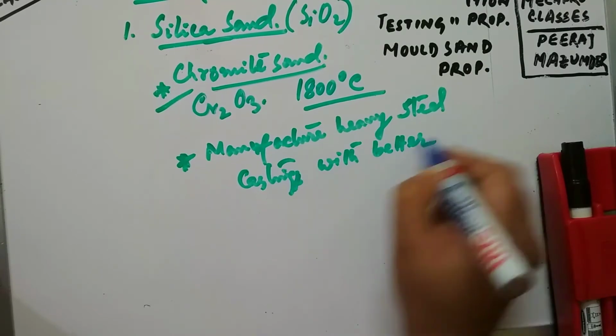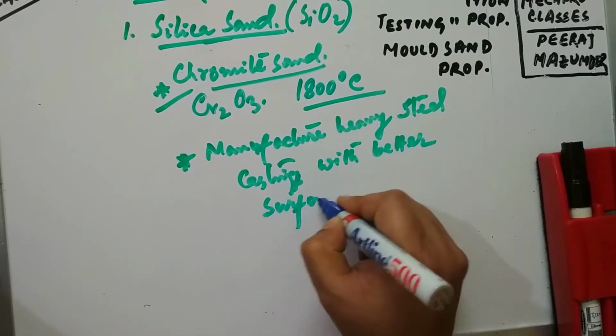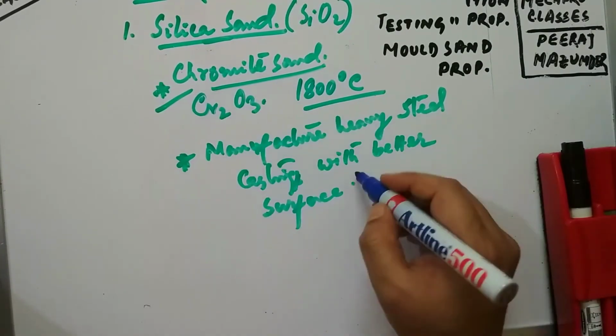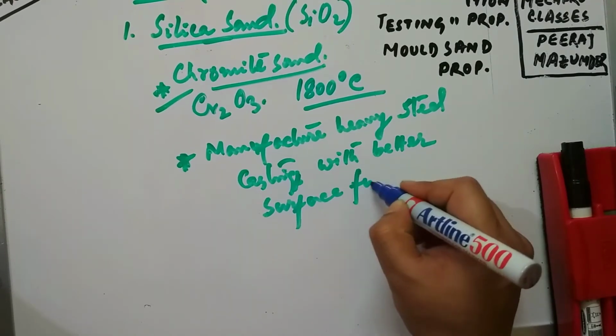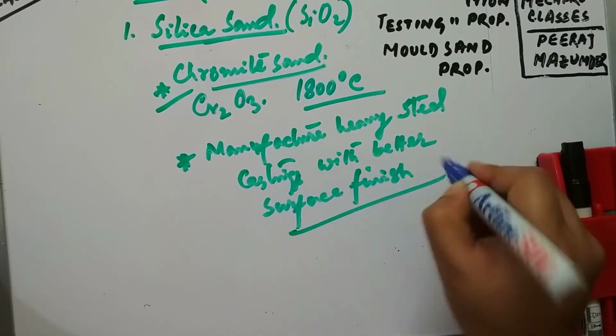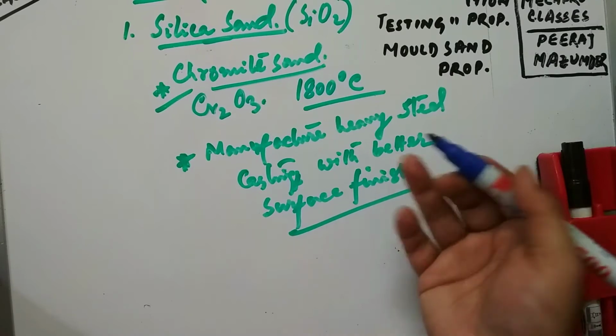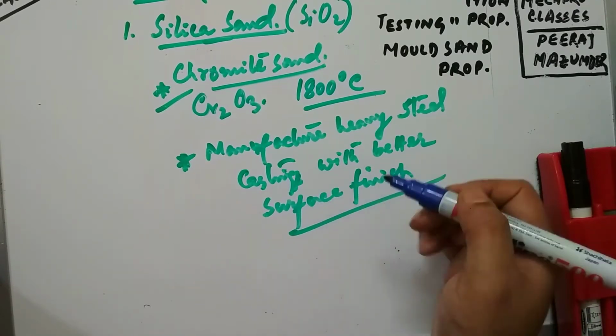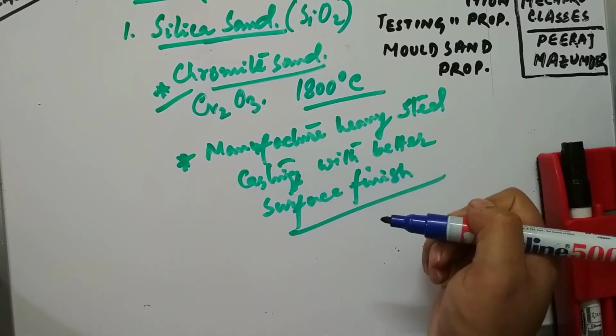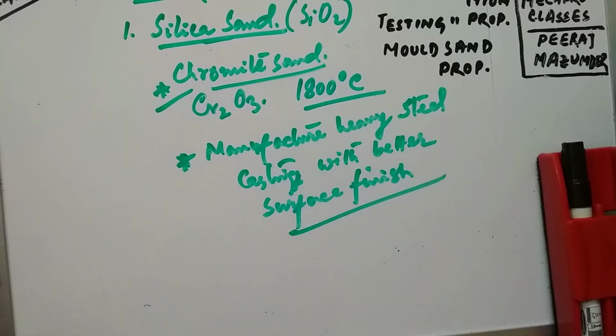Okay, better surface finish. So you can see, the more expensive the sand is, the better surface finish will be. And it is also best suited for austenitic manganese steel castings as well. Okay, so this is all about the molding sand.